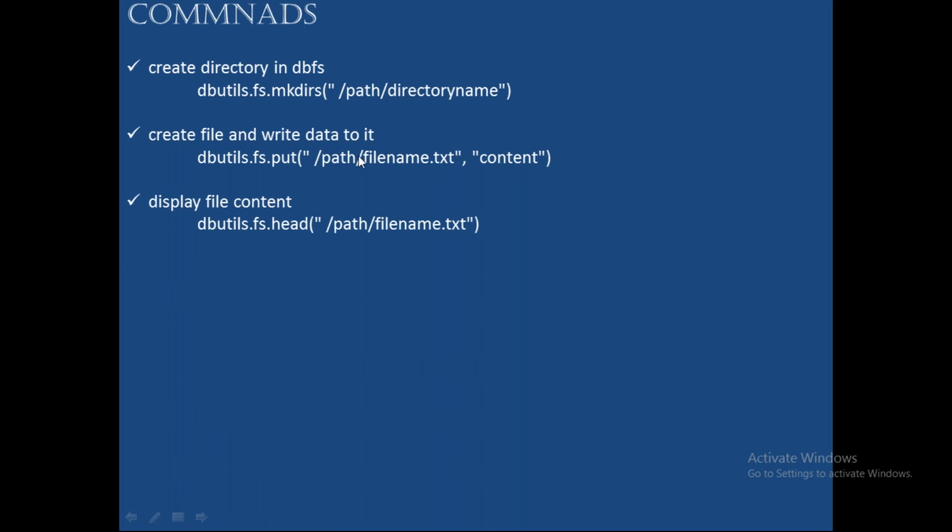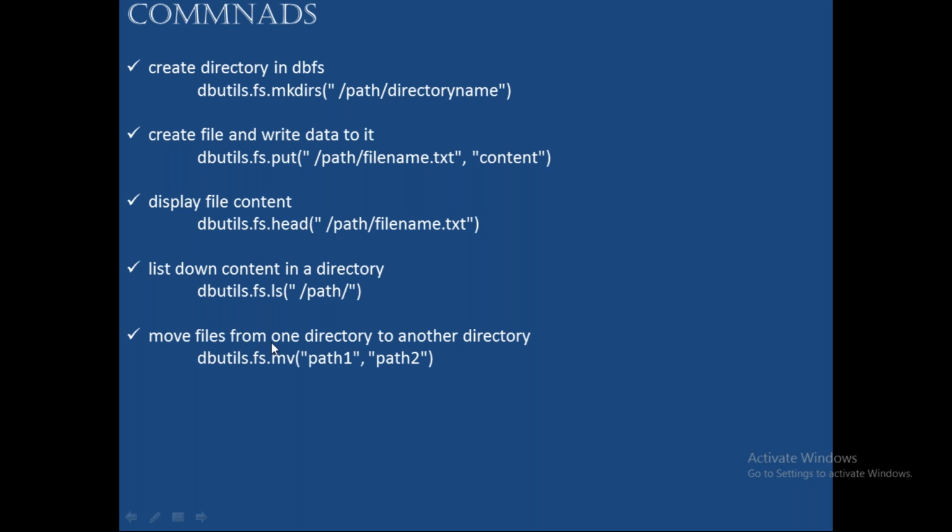Next, display file content. Now you have written data into this file, I want to display the data. How will you display? dbutils.fs.head. Next, it lists down content in a directory. For example, I want to see what all subdirectories and what all files we have under this particular path. Then you have to say dbutils.fs.ls.